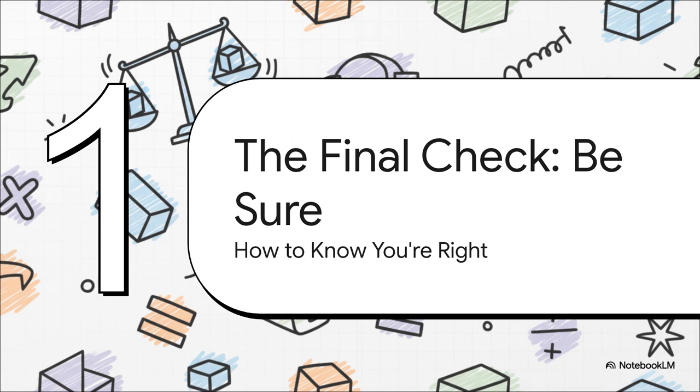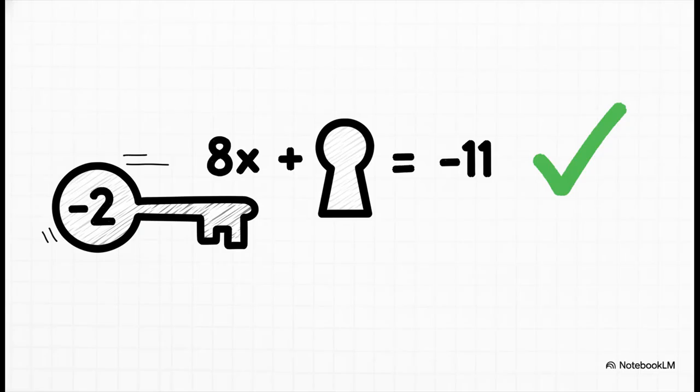Okay, this next part is my absolute favorite. It's like the secret weapon of algebra that lets you walk away from a problem knowing with 100% certainty that you nailed it. It's a little trick called substitution. All you do is take the answer you found, plug it back into the original equation where the letter was, and just see if it works. If the left side equals the right side, you are correct. Seriously, it's like the problem itself has the answer key built right in.